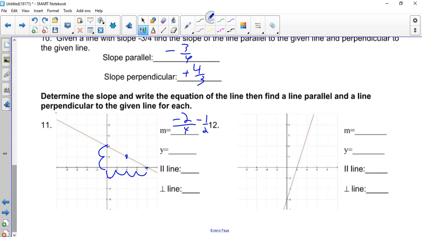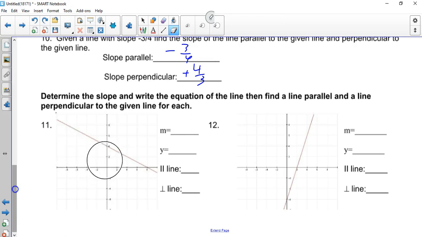My y-intercept, I can't tell, hold on. Kind of blurry on here. Oh, my mistake. These are counting by 2's. You have to notice that. So, kind of blurry on the board. It's better on the paper.